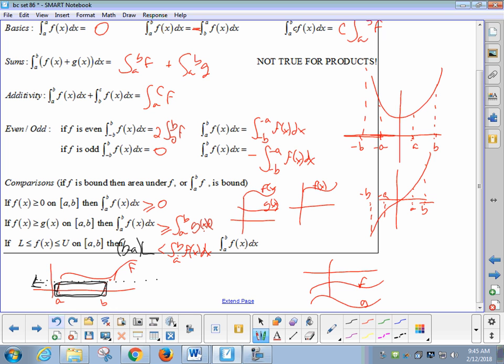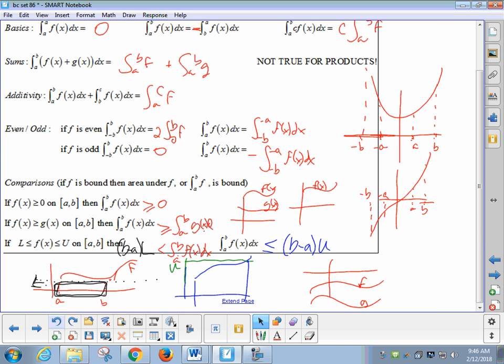Likewise, if you had a curve that had an upper bound of U, then the area under F from A to B must be less than or equal to B minus A times U. Are you with me? No? Okay. Do you agree, first of all, that the integral I'm talking about represents the area under the F curve? Yeah? Okay.